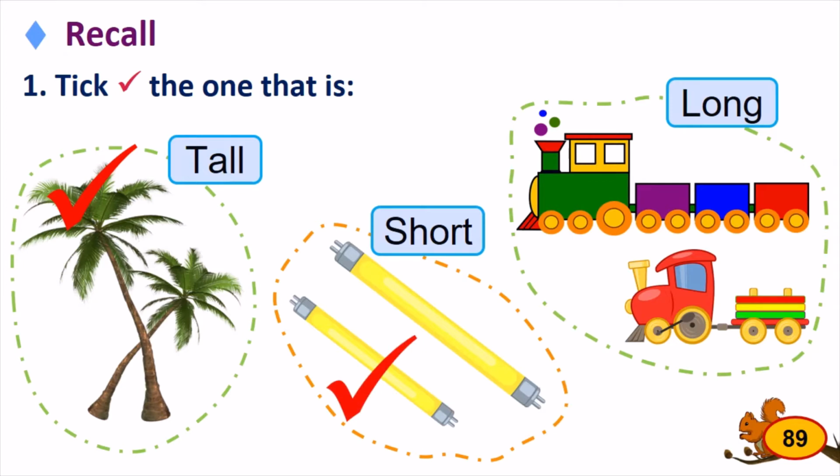Okay. Now in the third image we have two trains. We have to tick the train which is long. So which train is long? The above one or the below one? Yes, the above one is long. So we will tick the train which is above like this. Now let's move on to the next question.